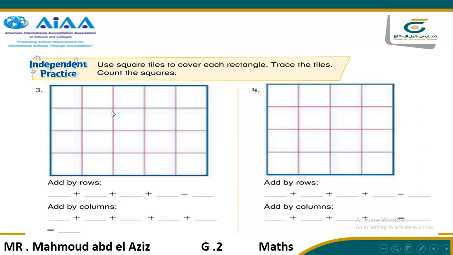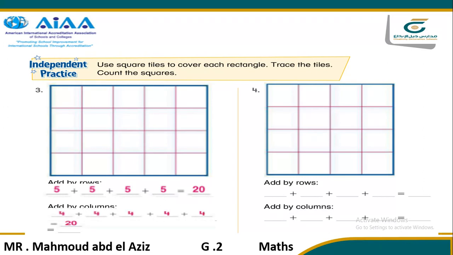What about columns? How many columns do we have here? That's 1, 2, 3, 4, 5. So we will add a number 5 times. What is this number? Let's count squares in each column: 1, 2, 3, and 4. So we will add 4 5 times. So you will write here 4 plus 4 plus 4 plus 4 plus 4, 5 times, which equals 20. So here 5 plus 5 plus 5 plus 5 equals 20, and if you add by columns it will be 20 also.